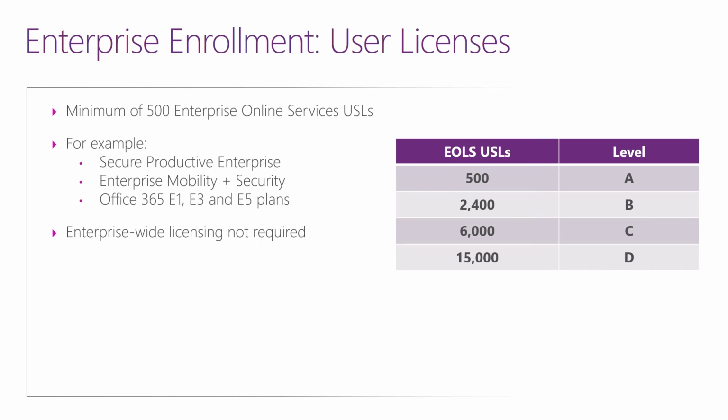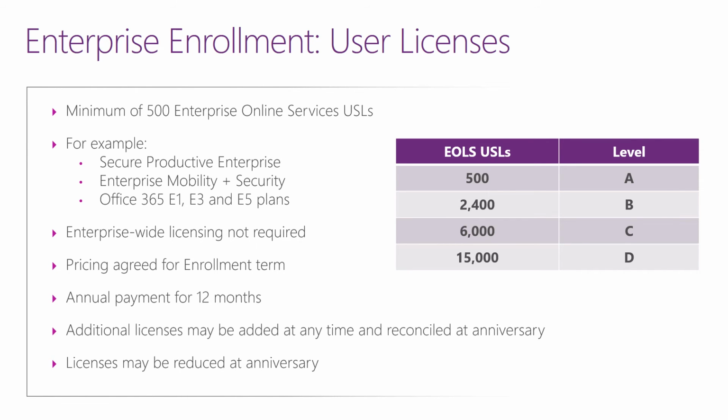As well as the price level being determined, pricing for enterprise online services is also agreed for the term of the enrolment, and you can see that some familiar rules apply here. There's an annual payment made for 12 months, additional licenses can be added at any time and paid for at anniversary, at which time licenses could be reduced if required. And, as with the device-based enrolment, a customer may then buy additional products too, and again, these can be licenses for software or online services.